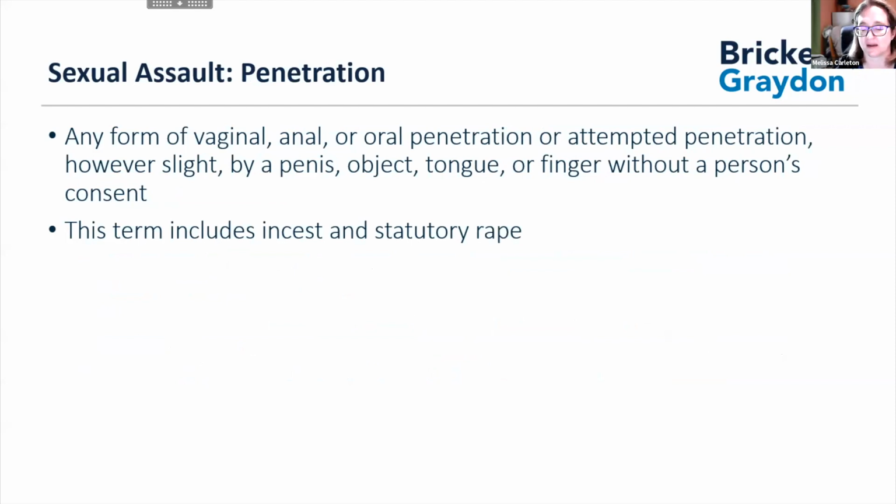Incest is the sexual conduct between two people for whom marriage is not allowed by law due to familial relationships. And then statutory rape involves having sexual relations with someone who is under the age of consent.